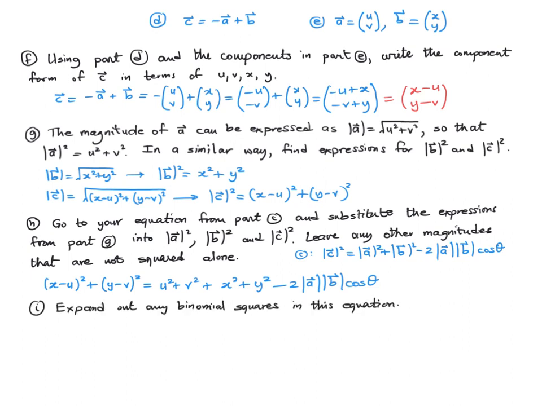So the next thing we're asked to do is expand out any binomial squares in this equation. So again, I'm going to have you pause the video, do the instructions, and then check your answer when you're done. So this is a binomial square, and I'll get x squared minus 2xu plus u squared. This is another binomial square. I'll get y squared minus 2yv plus v squared. And then everything else, there's no more binomial squares, so I can just copy it down.